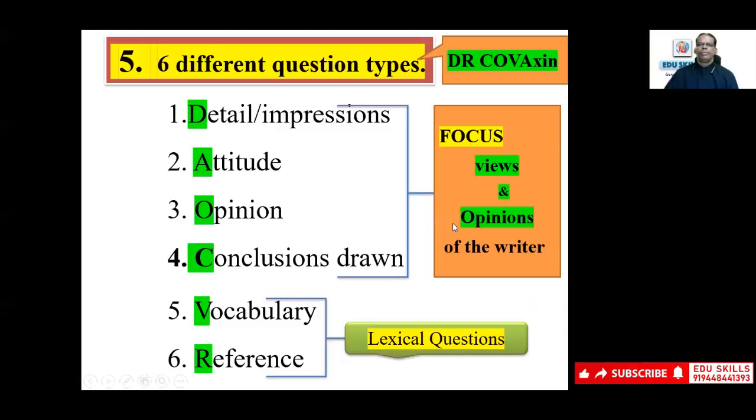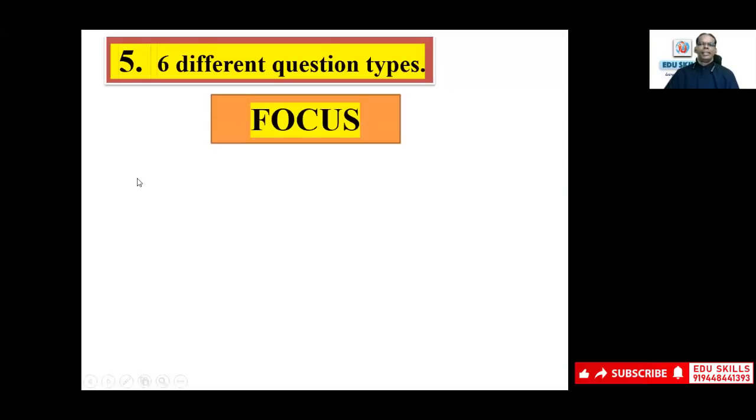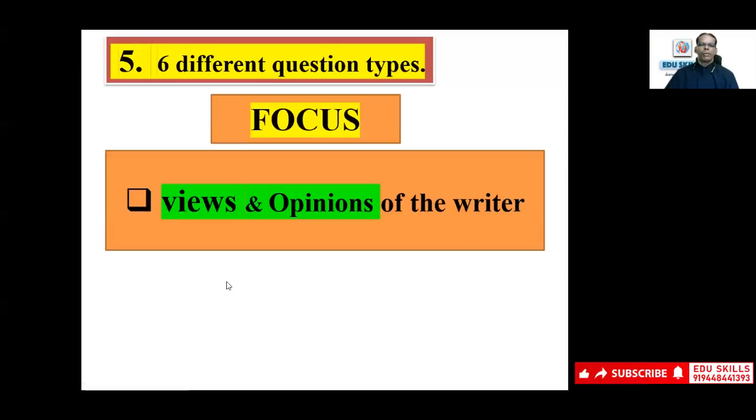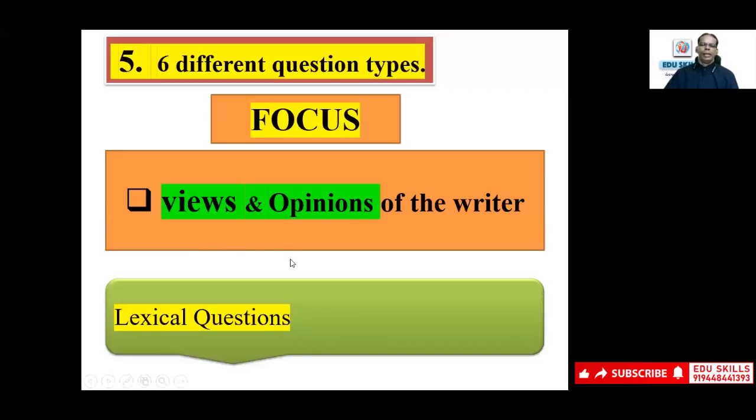And here in the beginning, you have focus. Ultimately, all these 4, detail, attitude, opinion, conclusion drawn, together focus on the views and opinions of the writer. So an acronym could be used to remember all those types. But ultimately we want to see what the focus is. All these different questions, the main primary focus is to understand the views and opinions of the writer. The other 2 are lexical questions. In both the texts, you will have 2 lexical questions. But today we are going to focus on views and opinions of the writer.